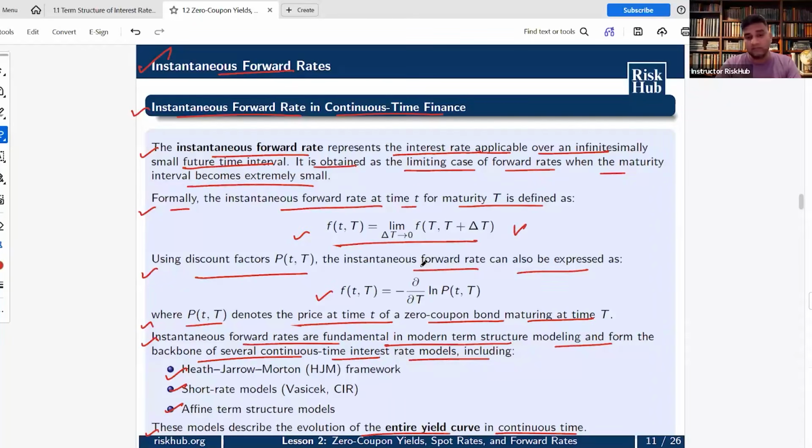Then the second formula given is f(t,T) equals minus the partial derivative with respect to T of the natural log of P(t,T). P(t,T) is the price quoted at time t of a bond paying $1 at time T. Two arguments: when it is priced and when it pays, right? The log of the bond price falls as maturity lengthens. The speed of that fall, with the sign flipped, is the instantaneous forward rate. A steeper fall means a higher rate at that maturity.